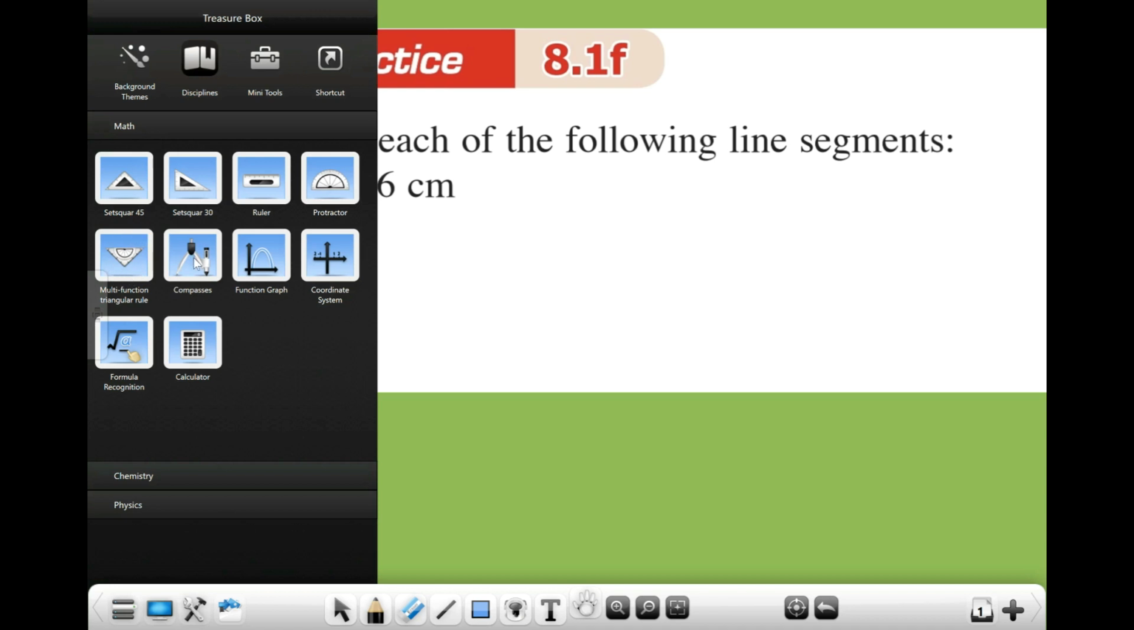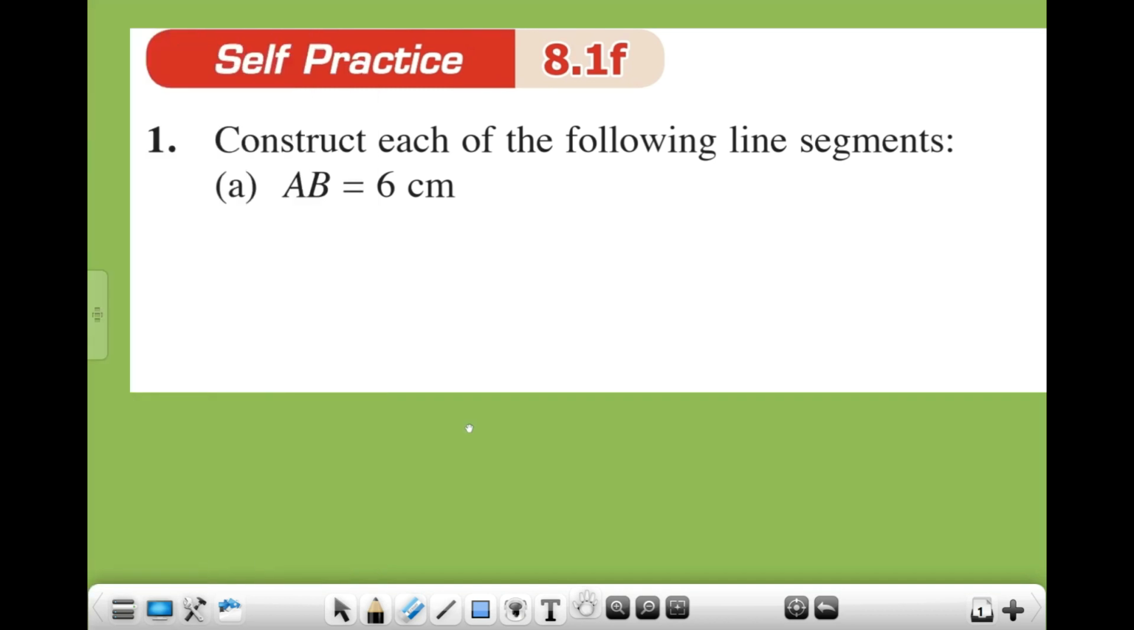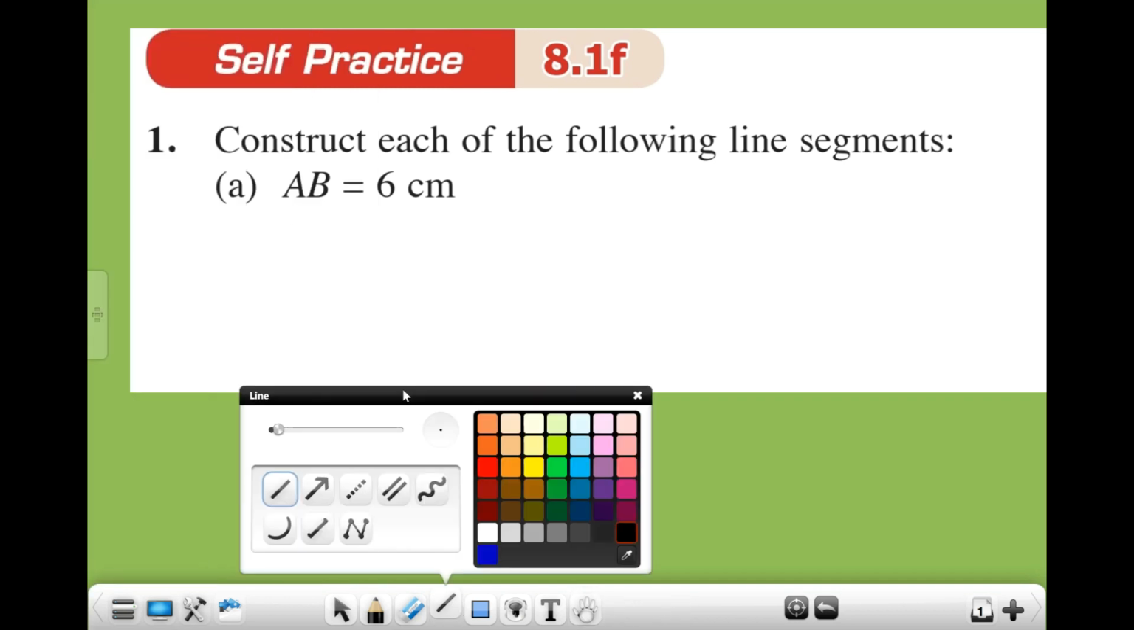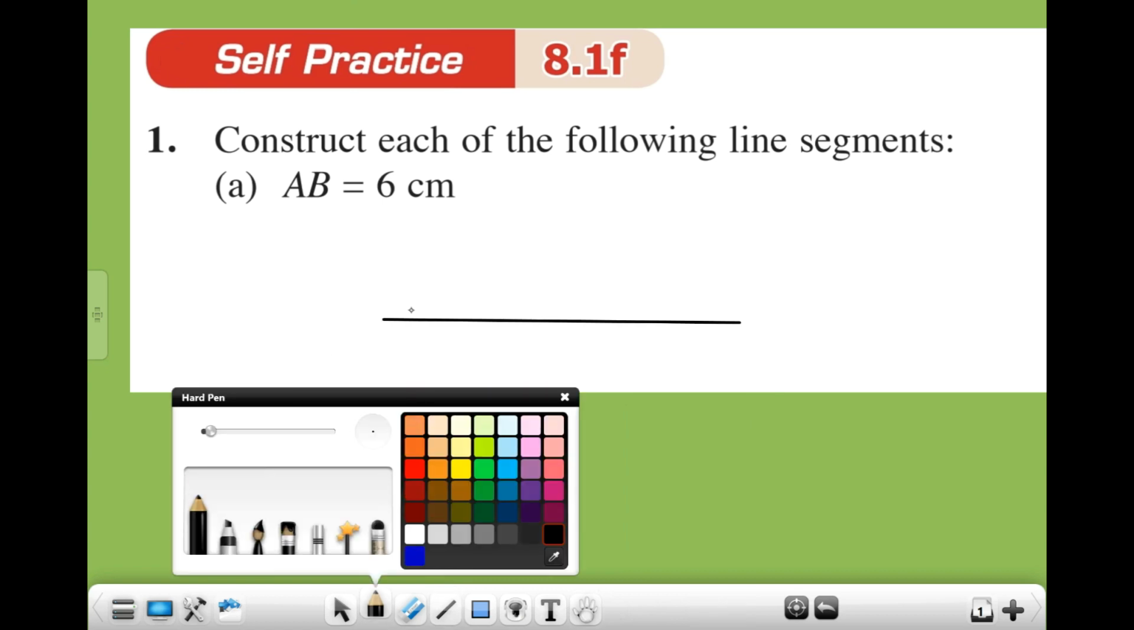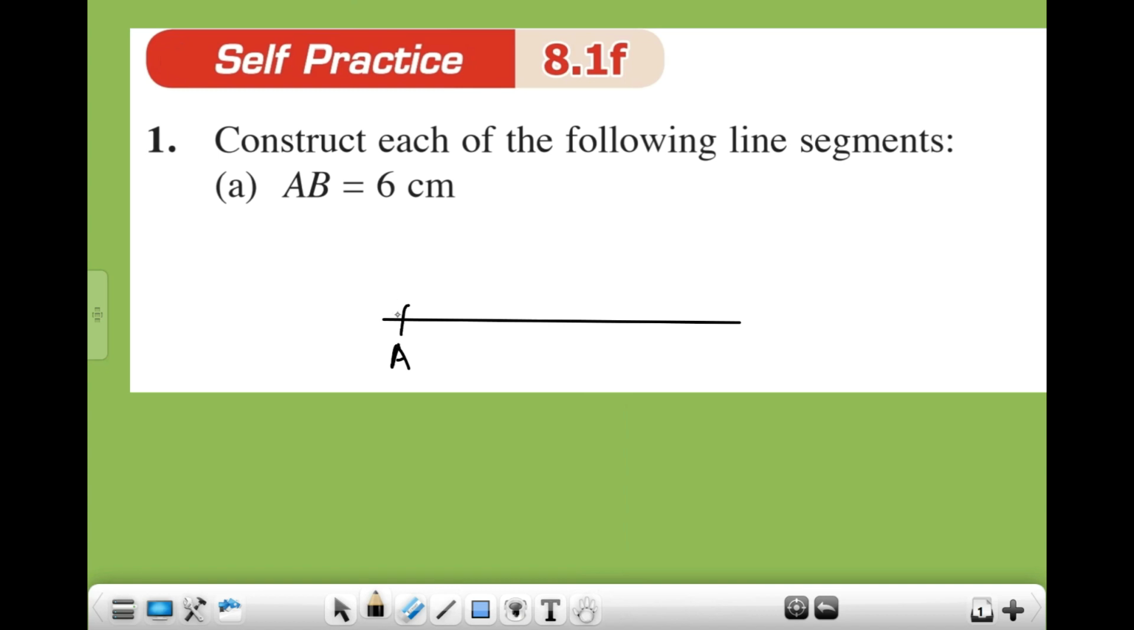So the first thing that we are going to do here, you need to draw a straight line and mark A. I'm going to start with a straight line over here. Draw your straight line, and then you mark a point A like this. Everyone, have you done that? Okay, let's do the next thing here. Take out your ruler.